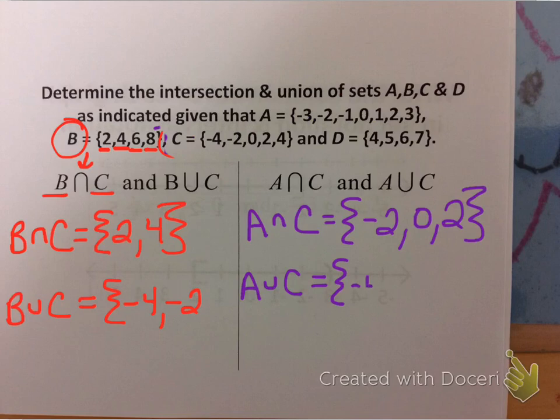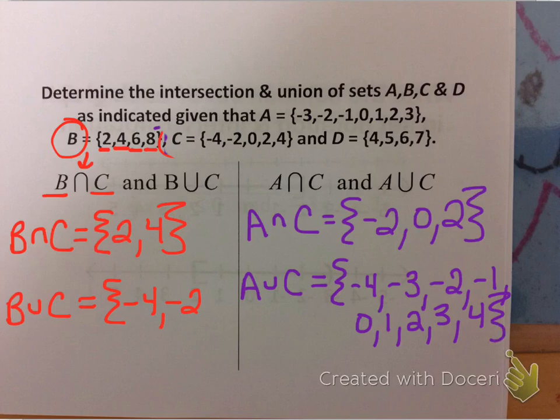So -4 is in one of the lists, -3 is in one of the lists, -2 is in one of the lists, -1, 0, 1, 2, 3, and 4. And there's the list of all the numbers that occur in one list or the other.